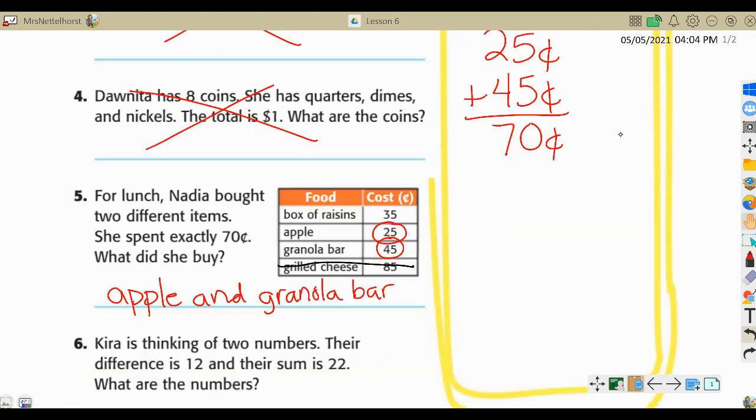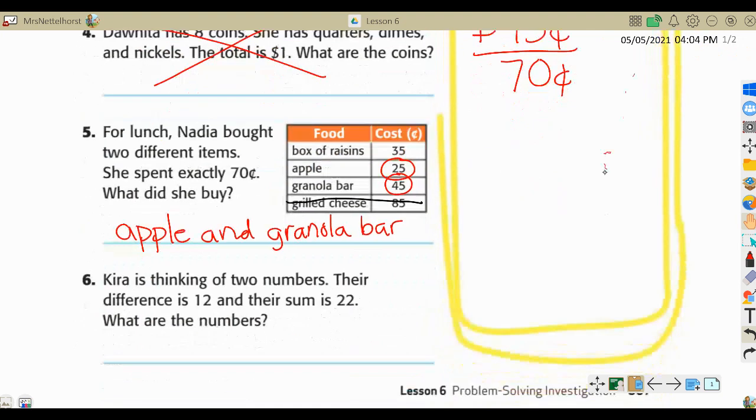Okay, let's go down to number 6. This is a really popular one to get on tests, especially if you take the SATs, to go to college when you're older. They like these kinds of questions, but they're a lot harder. You're not 3rd grade level. So Kira is thinking of 2 numbers. Their difference is 12 and their sum is 22. What are the numbers? So a difference is subtraction and their sum is addition.